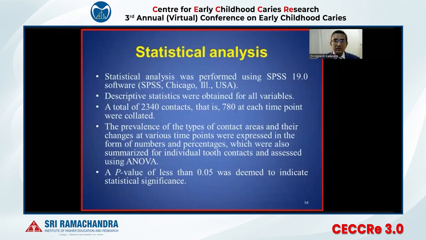So 2,340 contacts, that is 780 at each time point: 780 at baseline, 780 after fixed appliance treatment, and 780 after retention, from 30 patients, were collated. ANOVA analysis was used to assess them, and a p-value of less than 0.05 was deemed to indicate statistical significance.